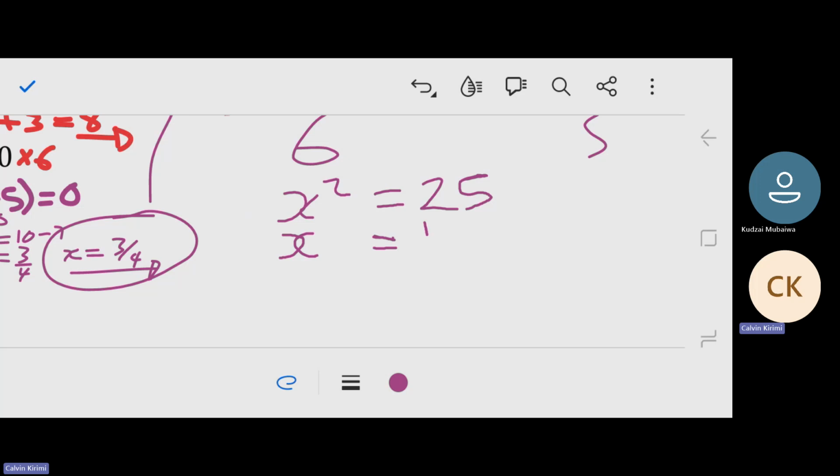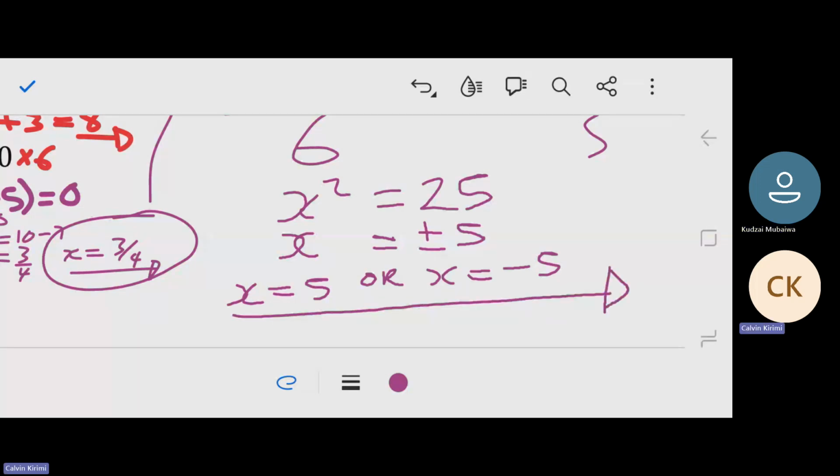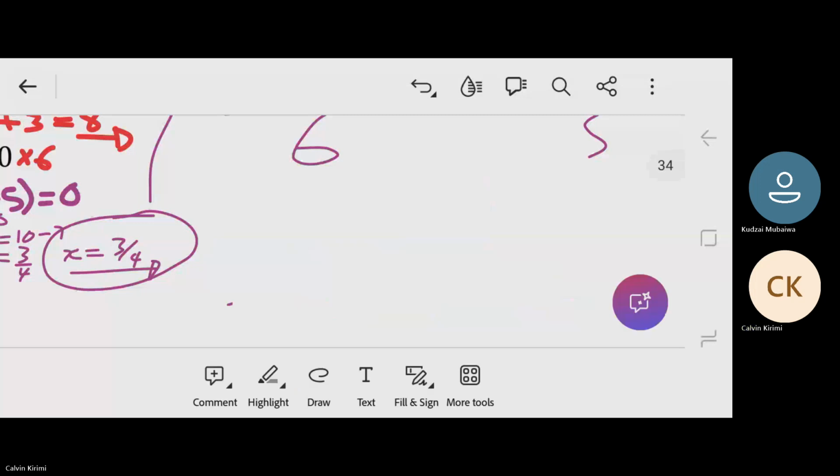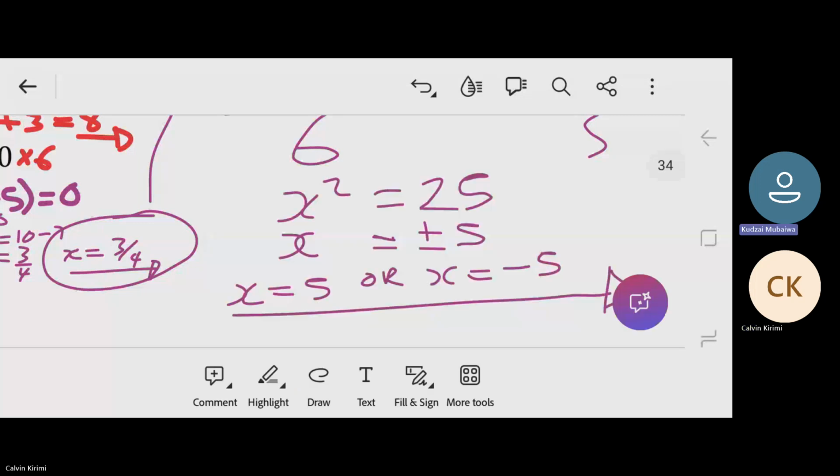Whenever you see squared, it means 2 roots. There are 2 roots, so it's either plus or minus 5. X squared means there are 2 solutions. So your x is equal to 5, or x is equal to -5. So square root is always plus or minus.